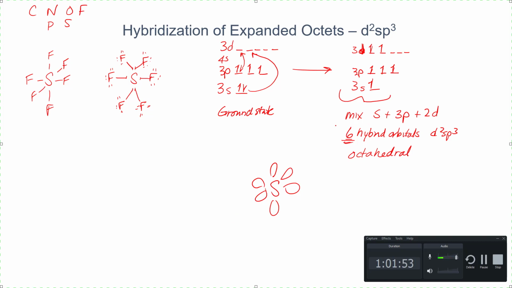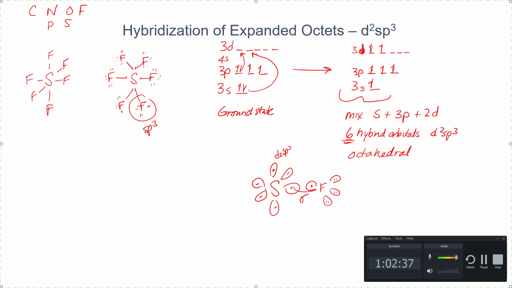I always mix orbitals first. Then for sulfur, 1 electron in each hybrid orbital. So there's my d2sp3, each containing 1 electron. Now fluorine. Fluorine is also sp3 hybridized. So if I have my fluorine, I would have it being tetrahedral in its electron pair geometry. And there's my sigma bond. And so if you do that 5 more times, you've got SF6.